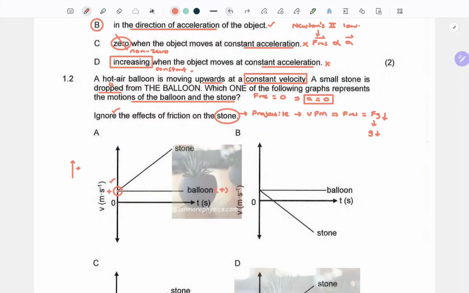Now this is very important, guys, because remember, given information has a catch in it. We can see the balloon was moving upward at constant velocity. If we look at the slope, the gradient is 0. So this is good. It's not changing.